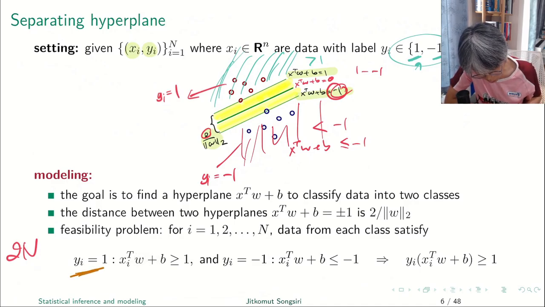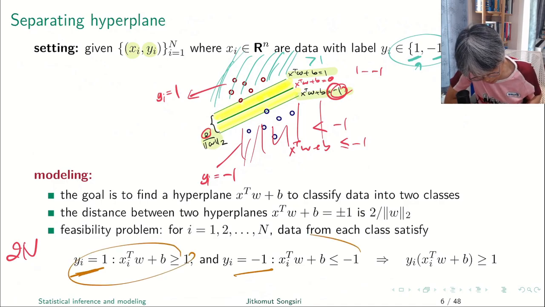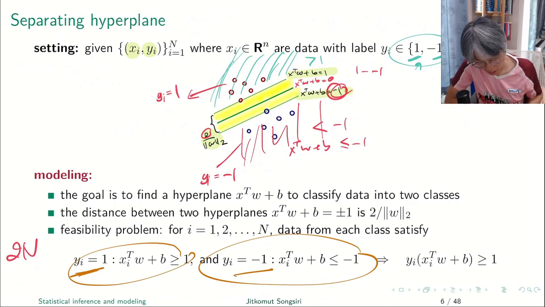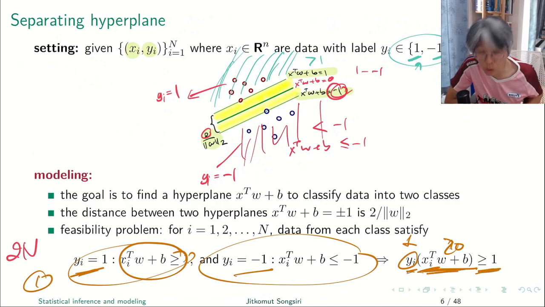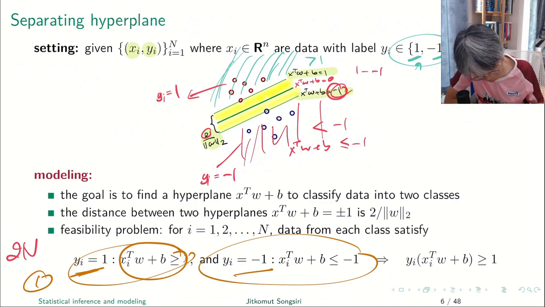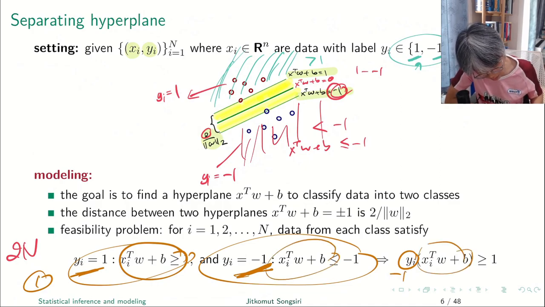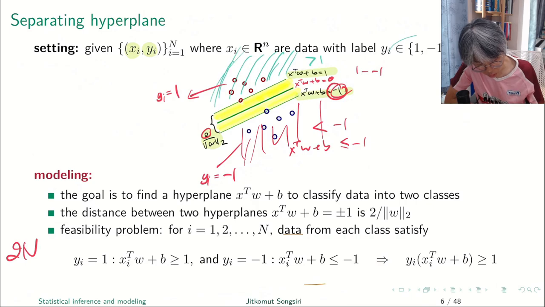Now, when we label with y equals 1 and minus 1, we see that we can combine these two sets of linear inequalities into just one single set by considering the product of yi and xi transpose w plus b. So you can just examine when y is 1 and this guy is greater than 1, it's positive, so the product is still greater than 1. And of course, when yi is negative 1 and this guy is less than minus 1, which is negative, everything will be greater than 1. So this is the way and also the reason why we pick the labels 1 and minus 1 in this SVM.